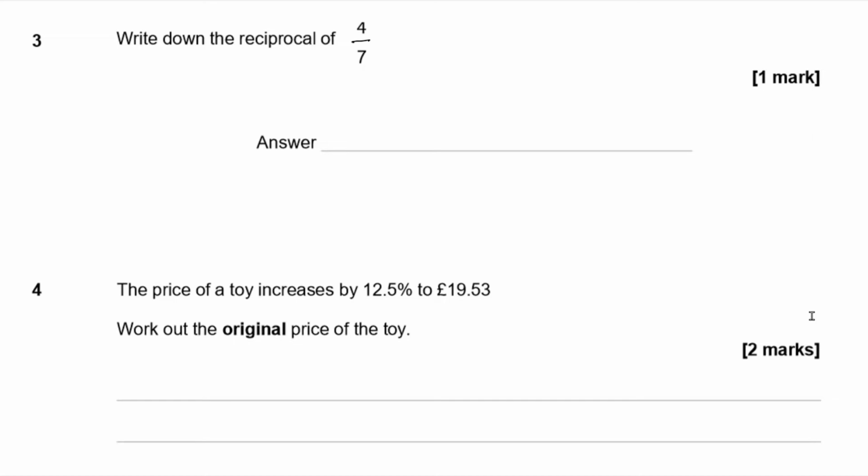Question 3, write down the reciprocal of 4/7. Now, a reciprocal of a number is the number that you need to multiply it by to get 1. That's the definition of what a reciprocal is. So what we need to multiply 4/7 by to get 1? Well, you just need to flip the fraction over. So write the numerator as the denominator, the denominator as the numerator, because if you did do that, 7 over 4, then obviously 4 divides by 4 leaving you 1 and 1, and 7 divides by 7 leaving you 1 and 1, and multiplying them together gives you 1. So 7 over 4 is the reciprocal.